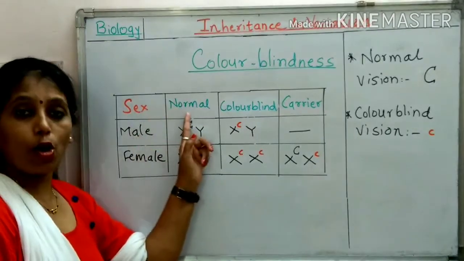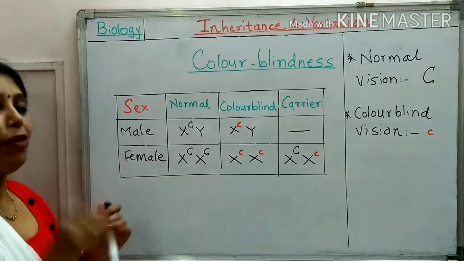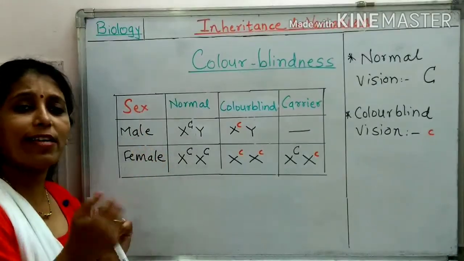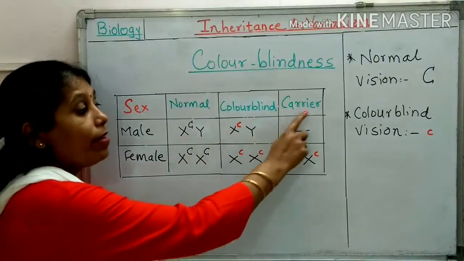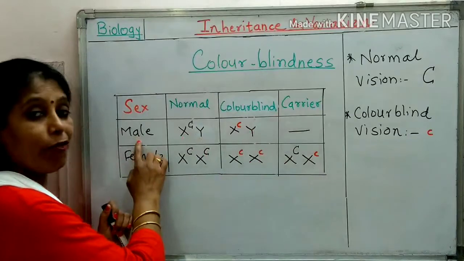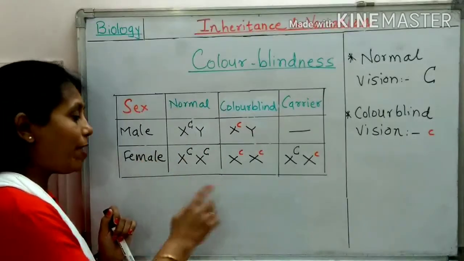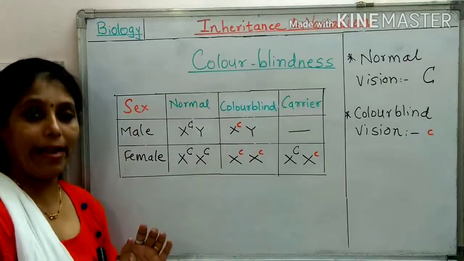If the males are normal, then what will be the genotype? First, how will you remember? For male, we know what the sex chromosomes are. Here we will write XY and XY. There is no carrier in case of male, so here we will not write anything. For female, first we will write XX, XX, XX.